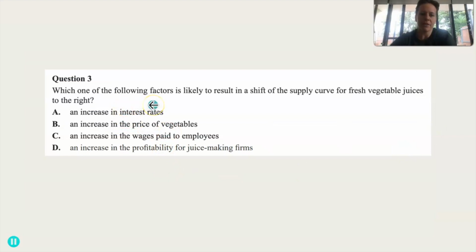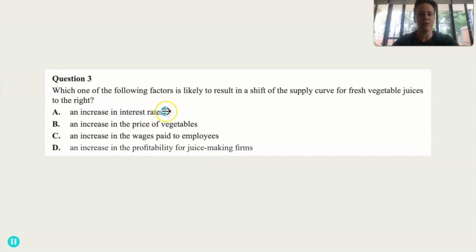So which one of the following factors is likely to result in a shift of the supply curve for fresh vegetable juices to the right? There's an increase in interest rates, or actually, before we get going, if there is an increase or a shift to the supply curve to the right, what does that suggest about supply? Is supply increasing or decreasing? So if you need to sort of nut that one out, grab a pen and paper and just draw it down, and then shift that supply curve to the right so you can see it, and you'll see that that leads to obviously an increase. So we're looking for one that leads to an increase in supply.